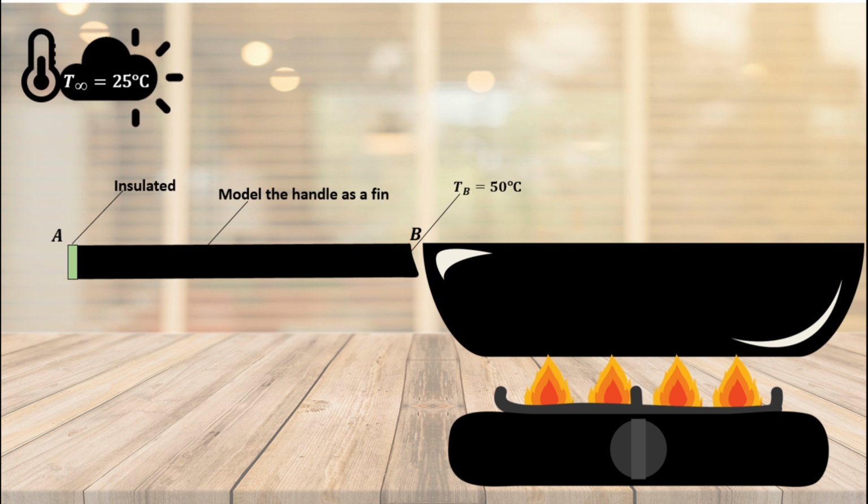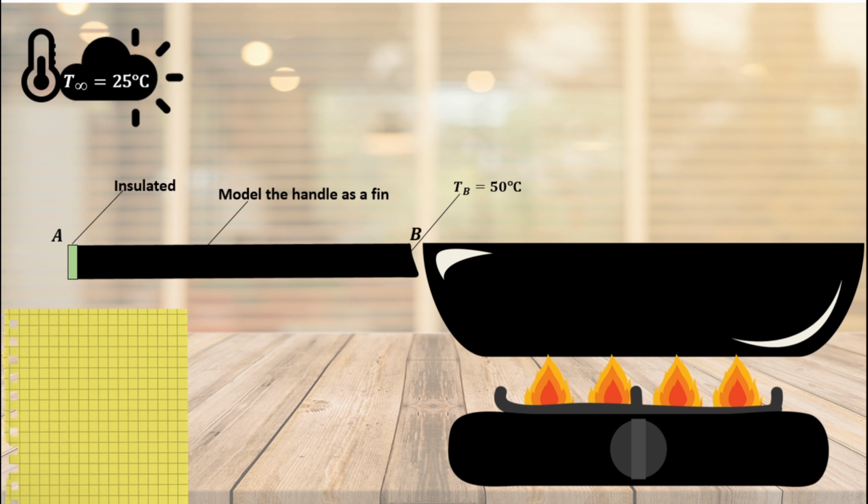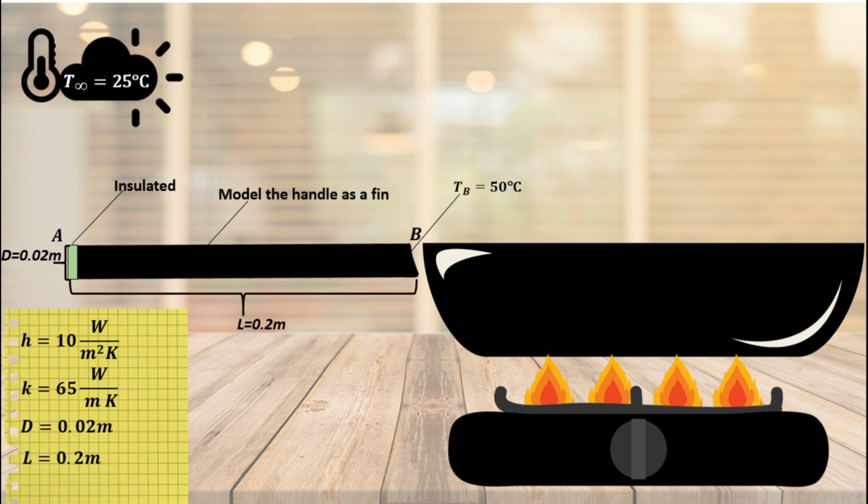The room temperature T infinity is equal to 25 degrees Celsius. Here are some other parameters that we're going to use. The heat transfer coefficient for air, h, is equal to 10 watts per meter squared Kelvin. The thermal conductivity for cast iron is 65 watts per meter Kelvin. The diameter of the fin is 0.02 meter, and the length of the fin is 0.2 meters. We're also going to define P as the perimeter of the handle, which is pi times d. Now we have successfully translated this scenario into engineering language.